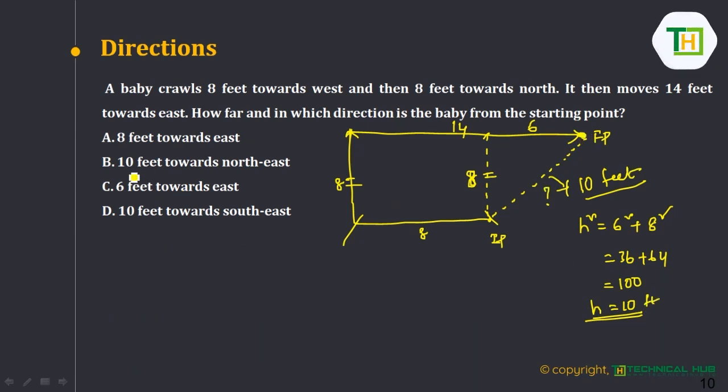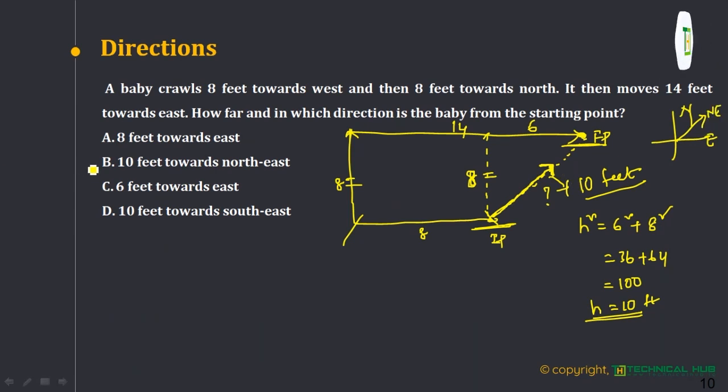Okay. So 10 feet towards which direction? This is the starting point and this is the ending point. When I watch it from the starting point, the baby is in this direction. So what is that direction? We know this is east and this is north. In between north and east, it will be the northeast direction. So 10 feet towards northeast direction. It is a very simple one, 10 feet towards northeast. Very good. So option B, 10 feet towards northeast.